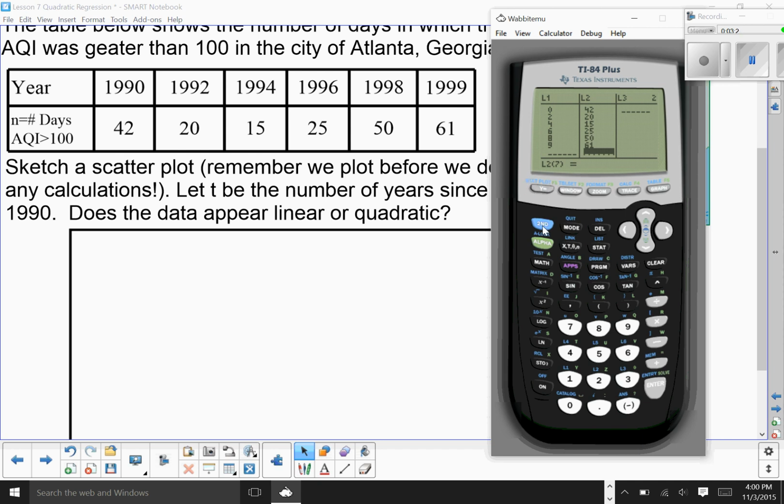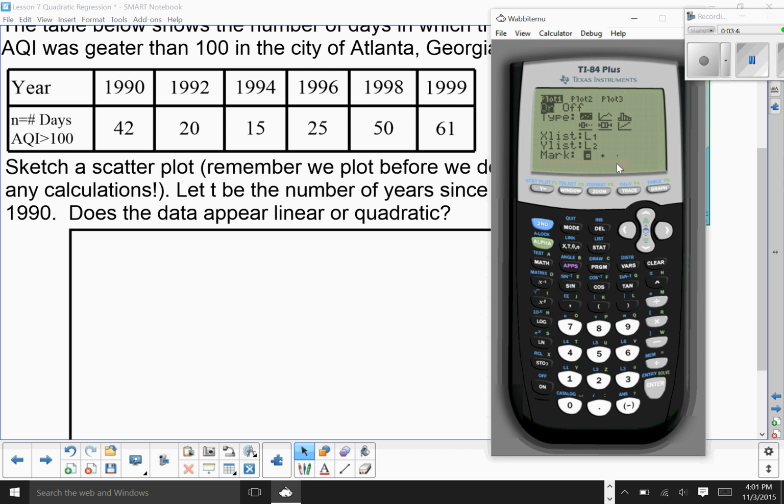See this where it says statistic plots? It's in blue. So second, Y equals, brings up my stat plots. I want to turn this first one on, so I simply hit Enter and I say on. Everything else should be set up. This says it's a scatter plot. X's are in list 1, Y's are in list 2. Down here you can change your mark to be anything you want. It'll look like this box, a plus sign, or a small tiny dot.